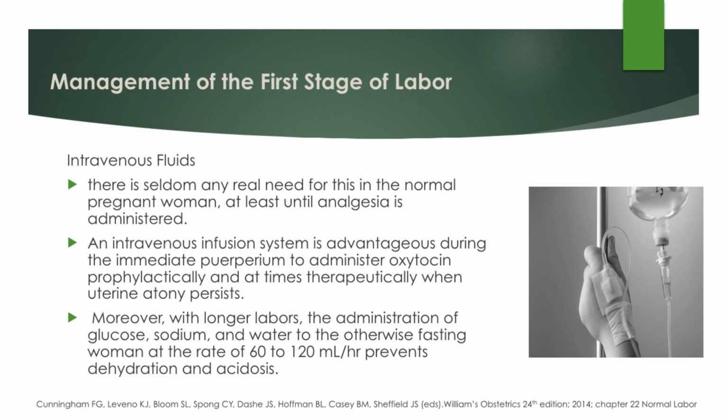How about intravenous fluids? There is actually seldom any real need for this in the normal pregnant woman, at least until analgesia is administered. An intravenous infusion system is advantageous, though, during the immediate puerperium to administer oxytocin prophylactically and at times therapeutically when uterine atony happens. Moreover, with longer labors, the administration of glucose, sodium, and water to the otherwise fasting woman at the rate of 60 to 120 ml per hour prevents dehydration and acidosis.